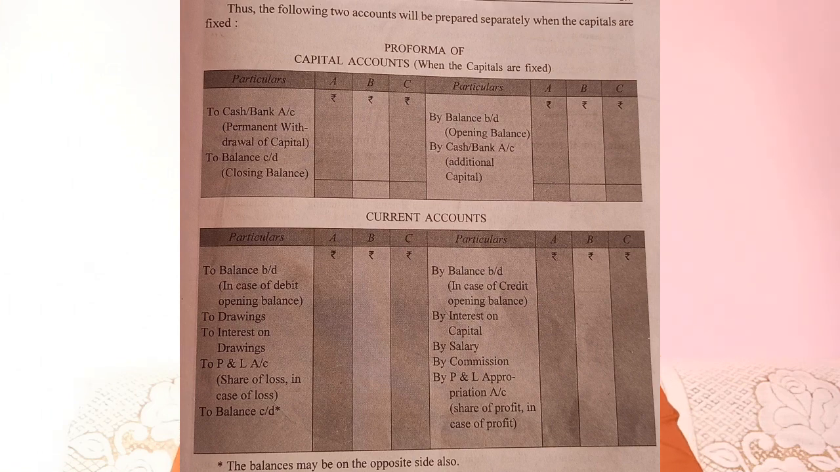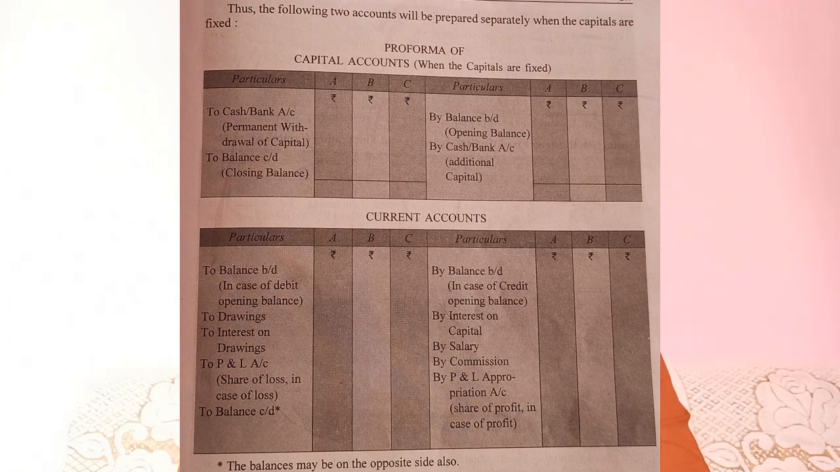When the partner contributes additional capital, it goes on the credit side, and the debit side goes to the cash/bank account. Permanent withdrawal of the capital means when a partner withdraws from the business, and it is known as drawings, which comes to the debit side of the account.